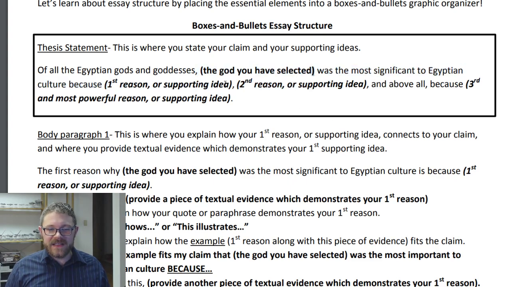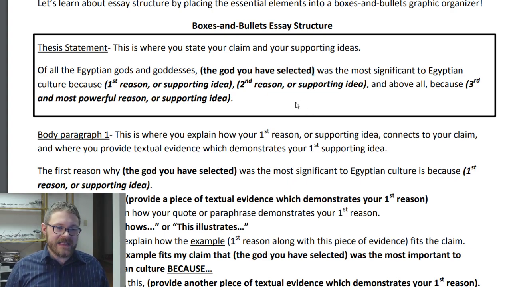Of all the Egyptian gods and goddesses, Ra was the most significant to Egyptian culture because, and you're going to have a first reason, a second reason, and your most important reason, third. So you're going to have 3 reasons why this is the case, okay? Now, after reading your thesis statement, your reader knows what your central idea is and what 3 reasons you have to back up your argument.